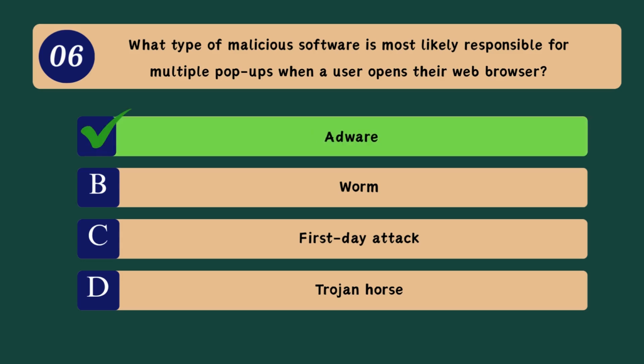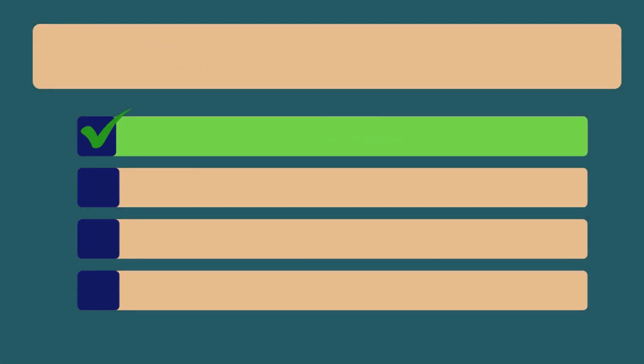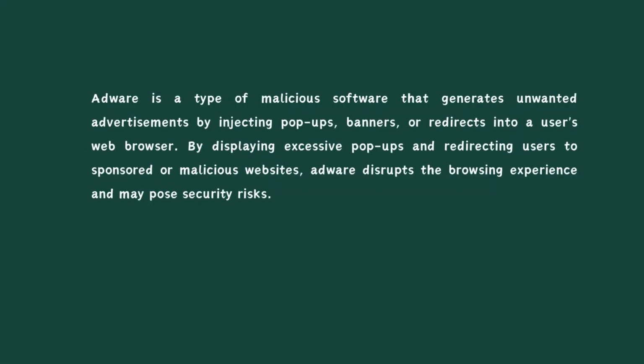Correct answer: A. Adware. Adware is a type of malicious software that generates unwanted advertisements by injecting pop-ups, banners, or redirects into a user's web browser. By displaying excessive pop-ups and redirecting users to sponsored or malicious websites, adware disrupts the browsing experience and may pose security risks.